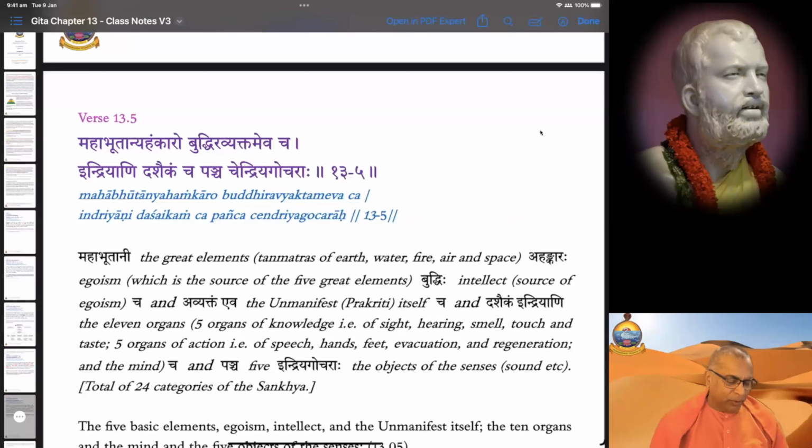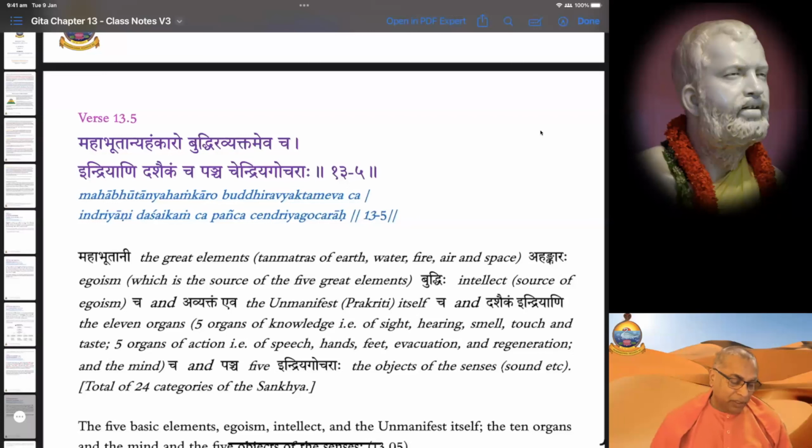Okay, Mahabhutani Ahankara Buddhi Avyaktam Evacha Indriyani. So how many Indriyas? Dashaikam, 10 plus 1. What are they? The 5 organs of action, 5 organs of knowledge, plus the mind. In the chart we had seen how they are all at the same level. Mind is also considered to be an indriya, an organ.